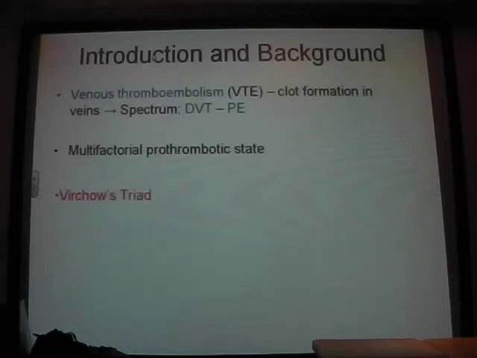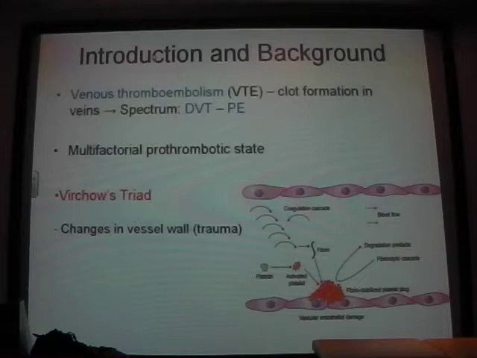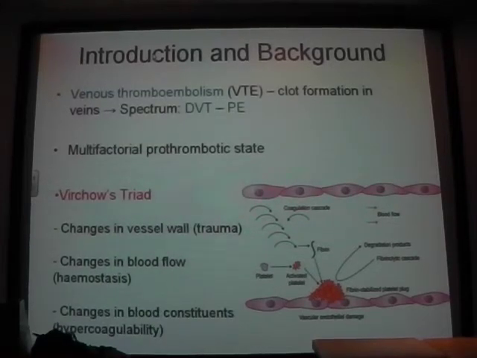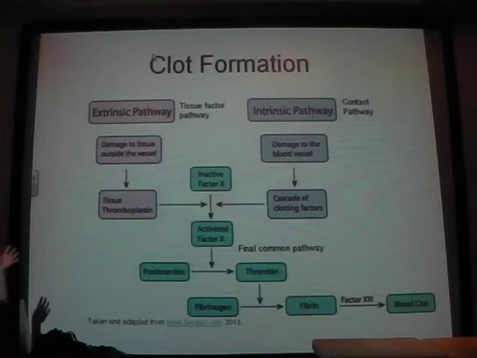If you remember back to your pathology in second year, it's based on Virchow's triad. That's just a little pretty picture for you there. It's changes in the vessel wall, changes in blood flow, and changes in constituents, and in brackets you can see the causes of these. You don't need to worry too much about this.